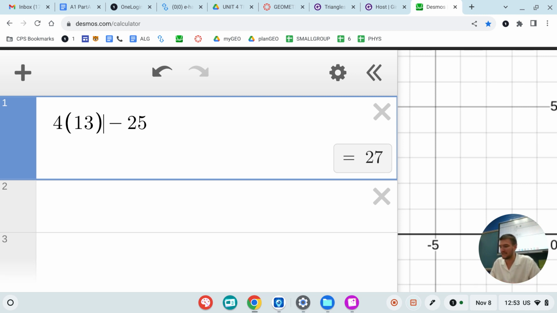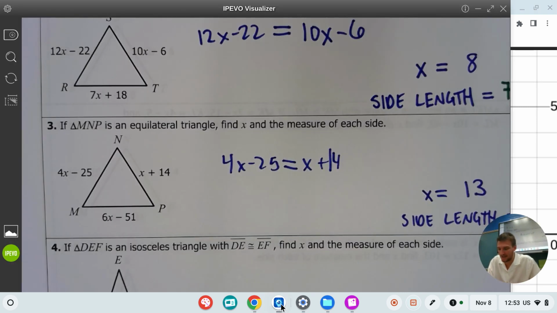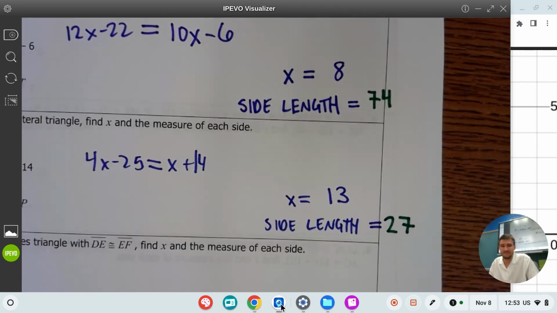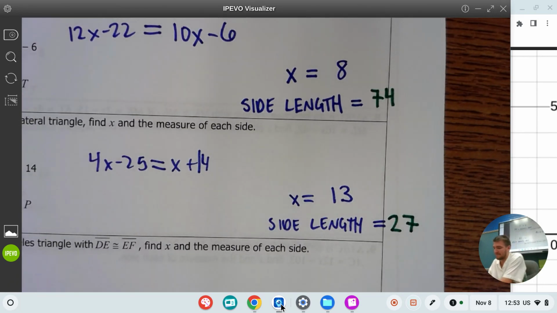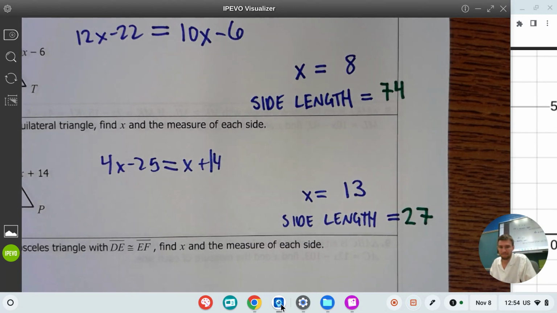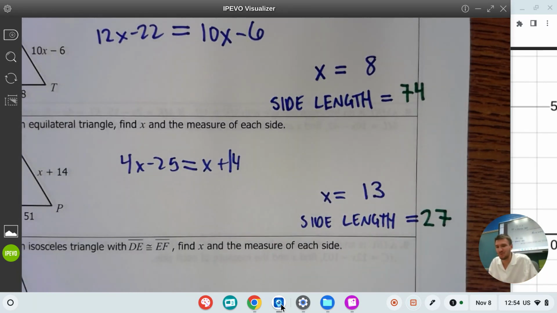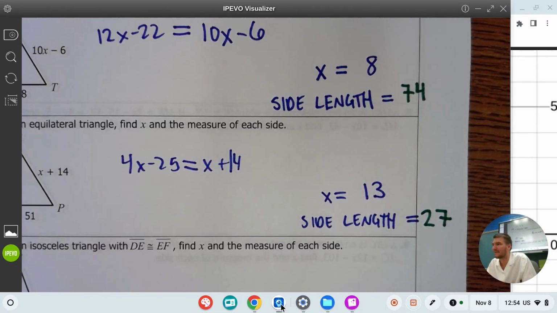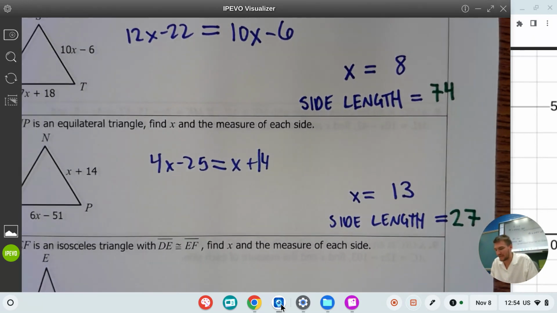The number is 27. Do we need to find the other side lengths? We already did, right? They're all 27. You good with that? Yeah. Okay. And just to prove it to you, what's 13 plus 14? 27, right? They're all the same. No matter which one you plug it into, they will all tell you 27. We're good. They're all the same.